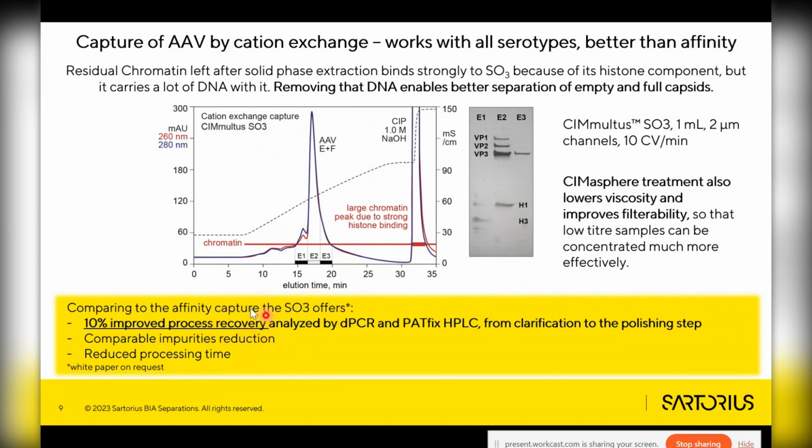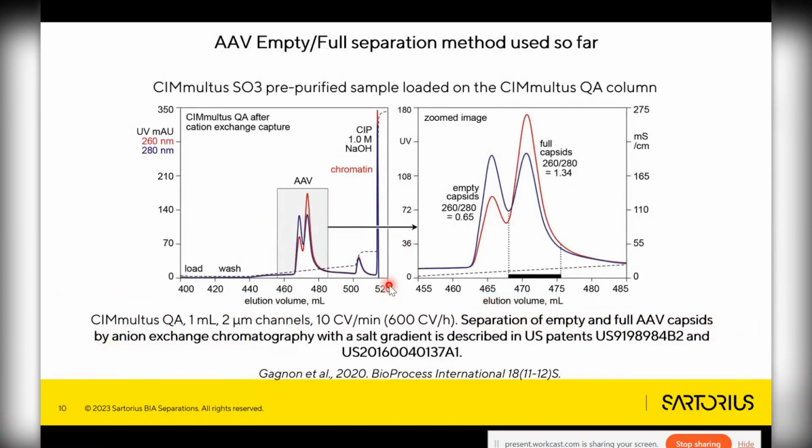When comparing the cation exchanger, as I mentioned, you can count on about 10% improved recovery. So maybe instead of 60% recovery from the harvest to the final formulation, you can probably count on 10% more, like 70%, if you use the cation exchanger, because cation exchanger elution and binding is much milder. You don't need to use very low pHs.